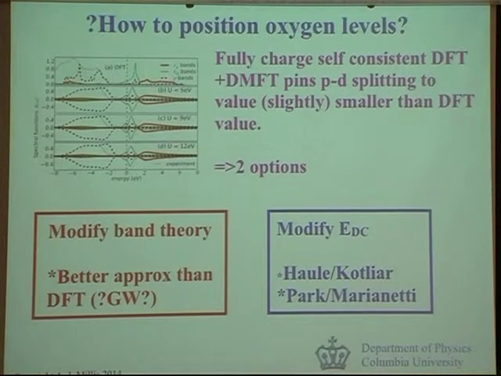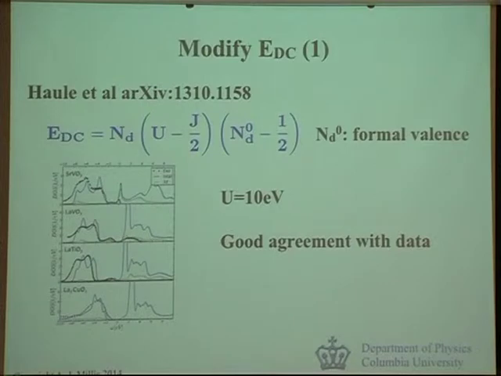There's no reason why it should get excitation energies, like the position of the oxygen band. It may be that something like GW is a better starting point than density functional theory. The alternative, as I showed you in the previous toy calculations, is to modify the double counting correction. And there are two recent papers which have done this, following our paper which pointed out this problem.